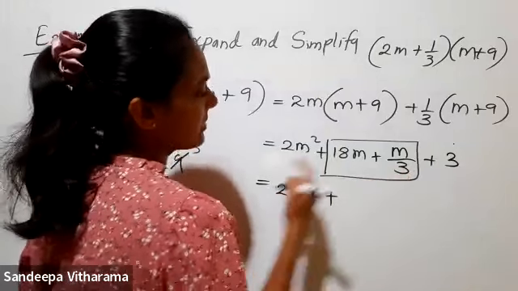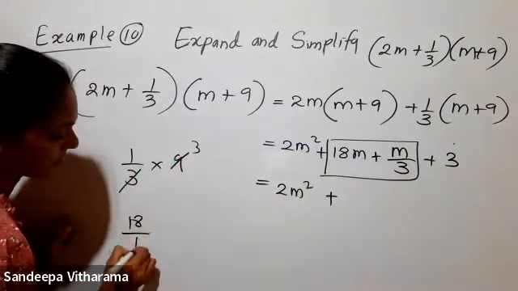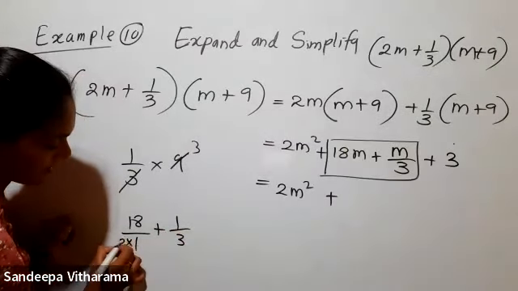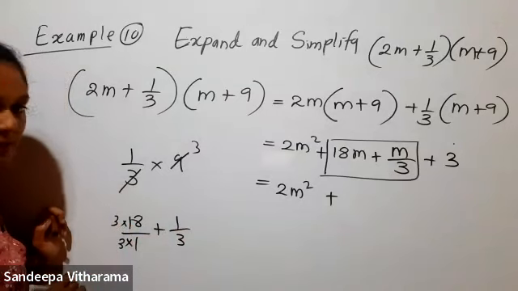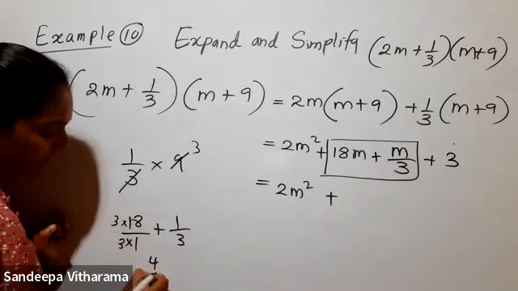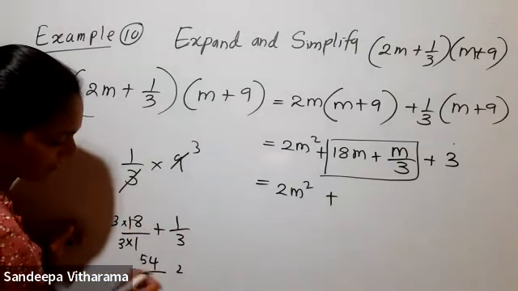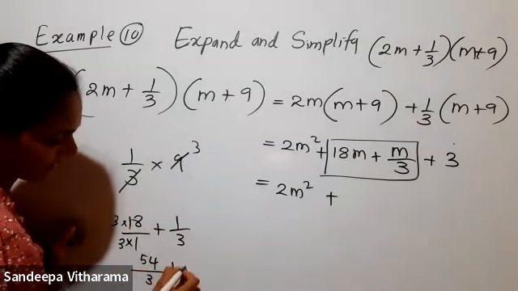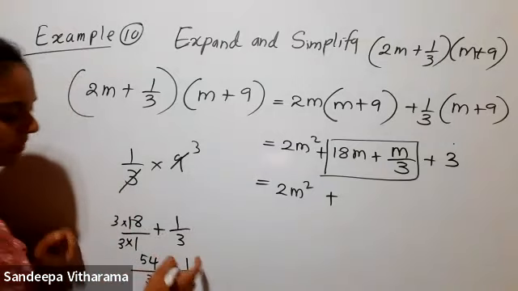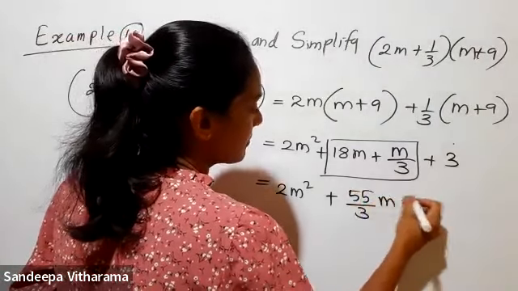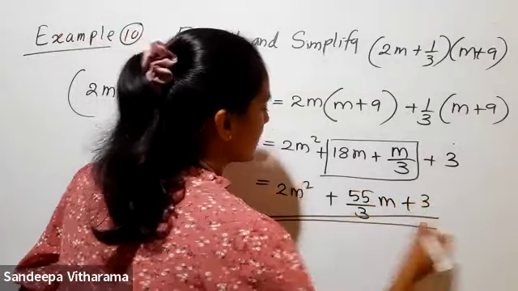To add this, 18 over 1 plus 1 over 3. To make this also 3, you have to multiply this by 3. 3 into 18 is 54, plus 1 is 55 over 3. So 55 upon 3 times m plus this is the answer.